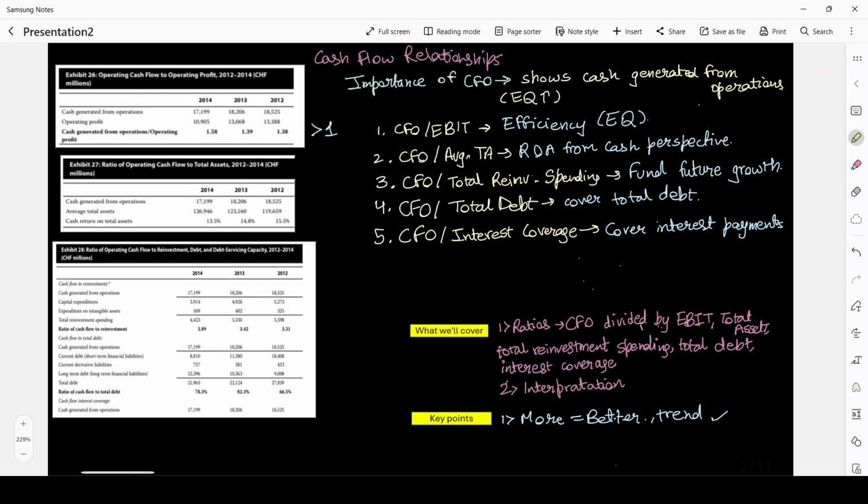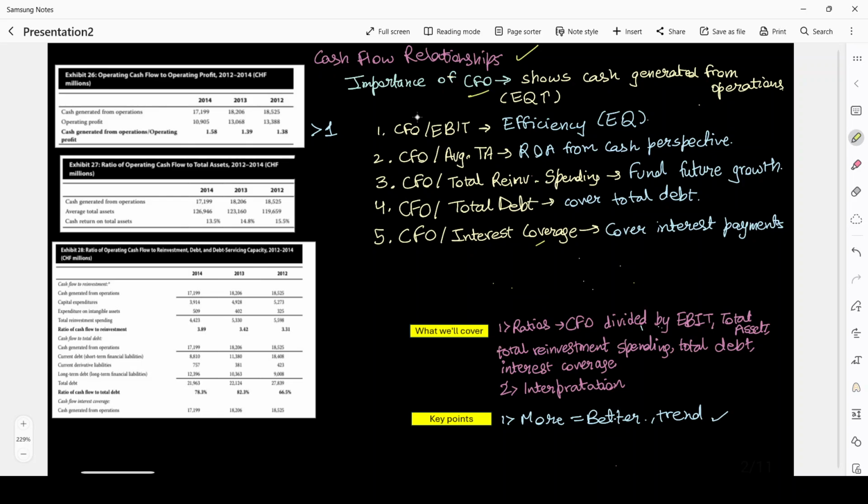Okay, so this slide is about cash flow relationships. CFO is important because it is a cash metric and it shows cash which is generated from the operations. Businesses which are able to generate high cash from operations are able to sustain over a longer period of time, with all else things being equal.